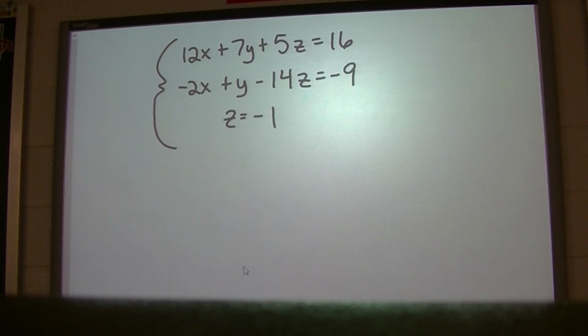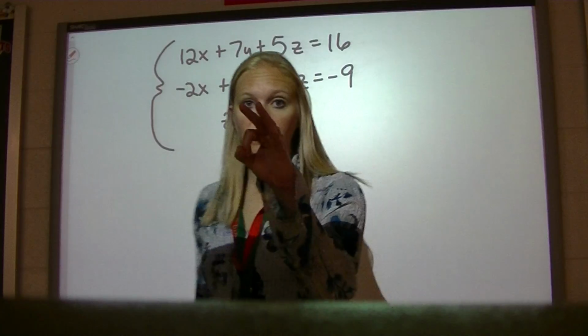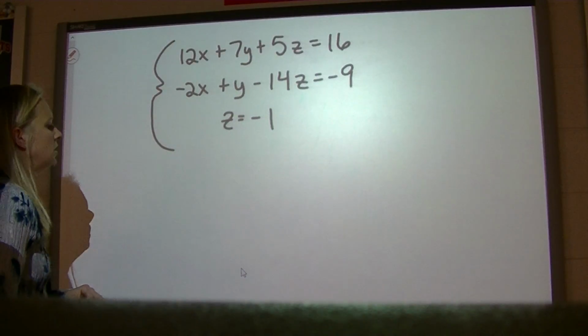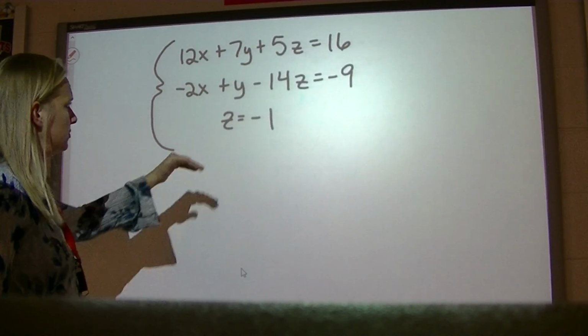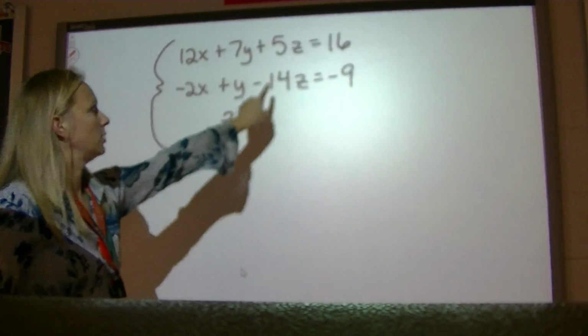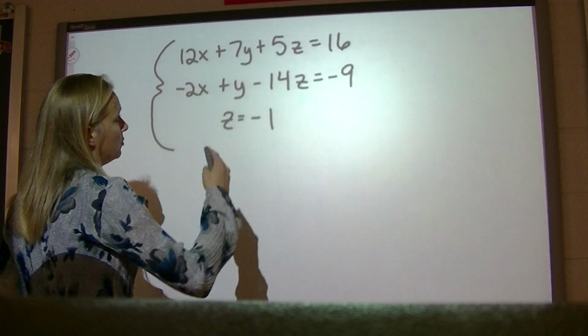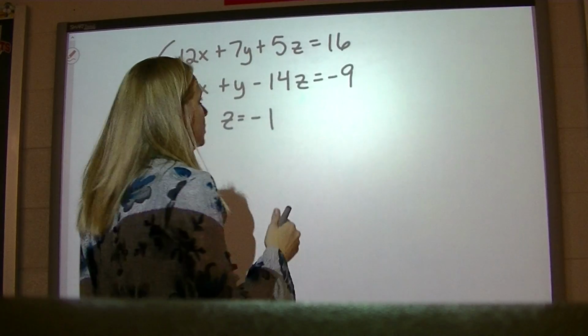All right, so as you can see, today's lesson is solving a system of 3 variables. This is actually a fairly easy problem because it tells us what z equals. It says z equals -1, so we need to plug -1 in for z in both of our other equations. And then we're going to change that into a system of 2 equations.